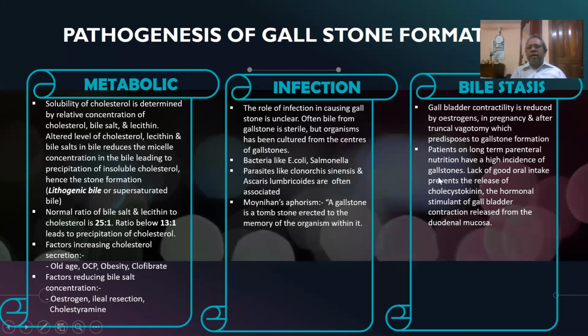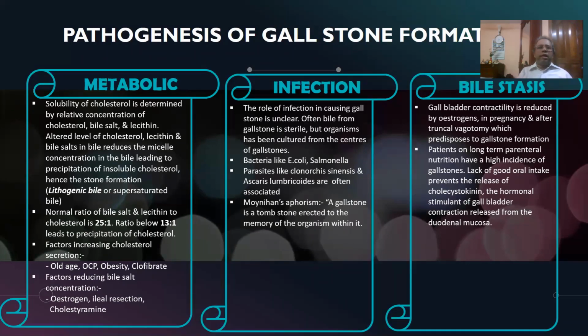Another important cause of bile stasis is parenteral nutrition, which has a high incidence of gallstones. Lack of good oral intake prevents the release of cholecystokinin. The hormonal function is that whenever we take fatty food through the mouth, it goes to the stomach and passes to the duodenum. Whenever the fatty food reaches the duodenum, cholecystokinin is released from the duodenal mucosa. That cholecystokinin passes through the blood, acts upon the gallbladder causing contraction of the gallbladder and relaxation of the sphincter of the ampulla of Vater, so the bile can easily drain from the gallbladder to the duodenum. So this is the cholecystokinin mechanism.